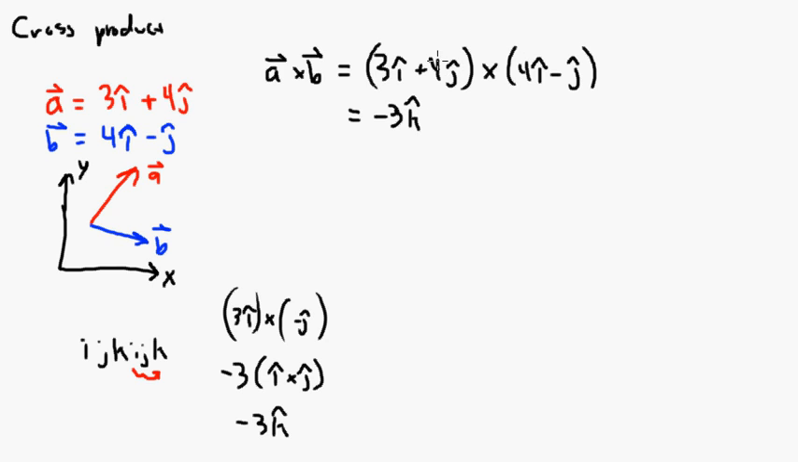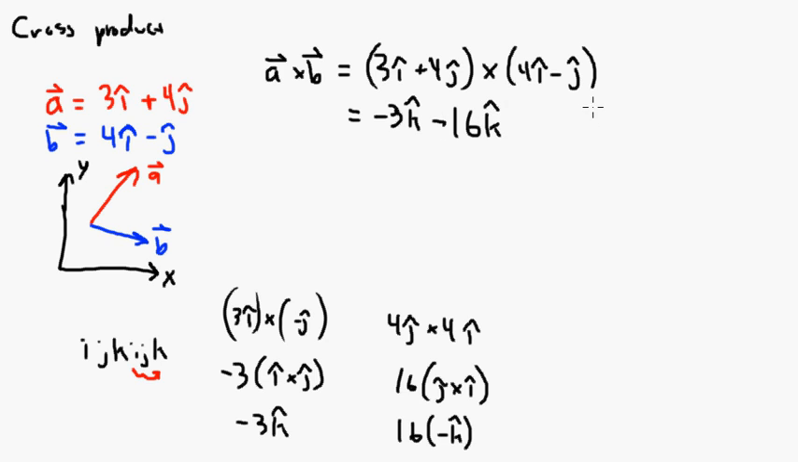And then you do the inner terms, which is 4j hat cross 4i hat. That is going to be 16 times j hat cross i hat. And we go j, i, so we're going to the left, so that's negative k hat. So 16 times negative k hat: negative 3k hat minus 16k hat. And then the last term is j hat cross j hat, which is 0. So the answer here is negative 19k hat is A cross B.